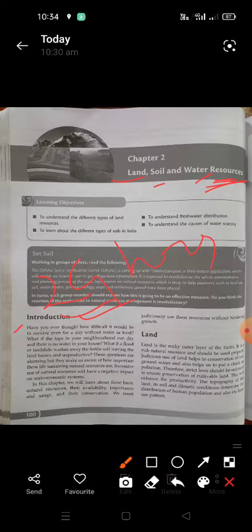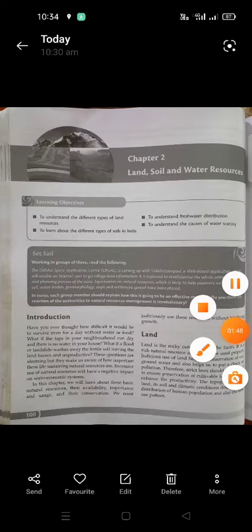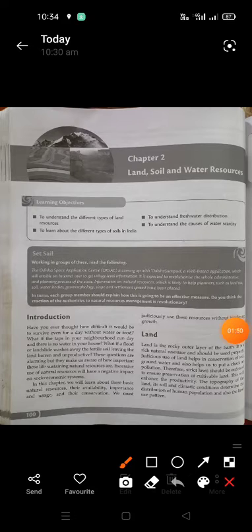Then also, if a flood or landslide washes away your fertile soil, that is very good soil which is good for growing plants, then what would happen? Crops, plants and vegetables cannot grow easily. That is also a very big problem.